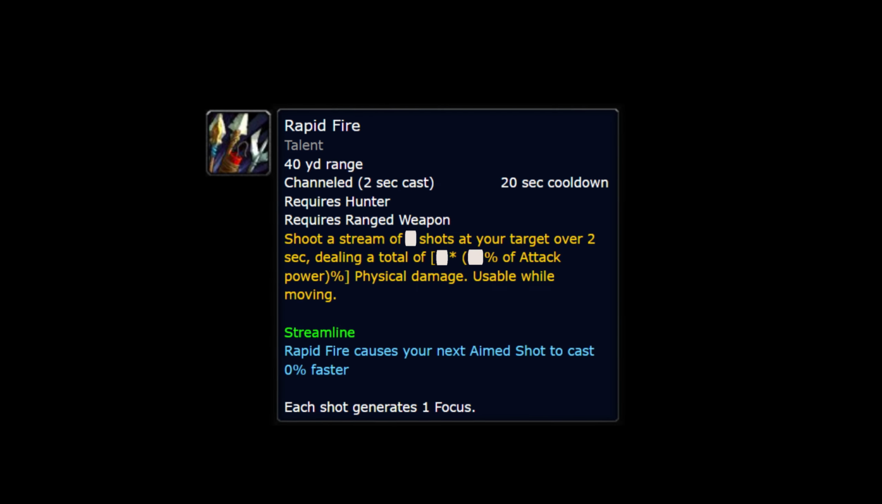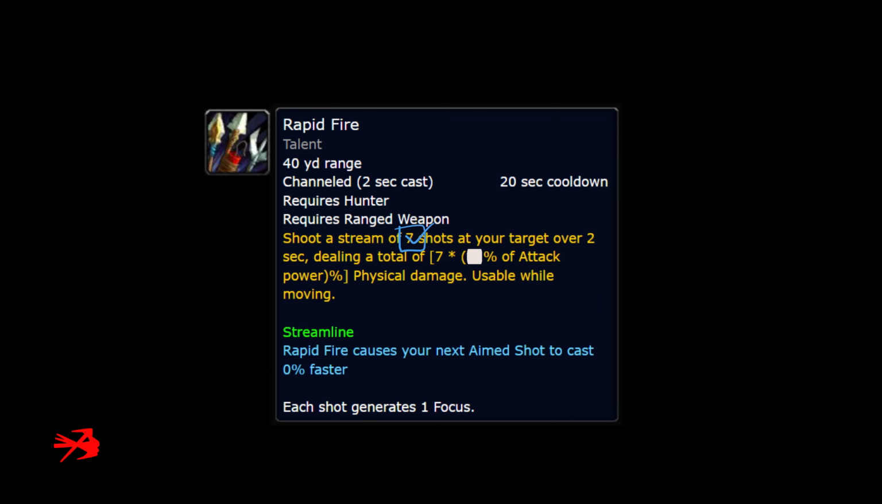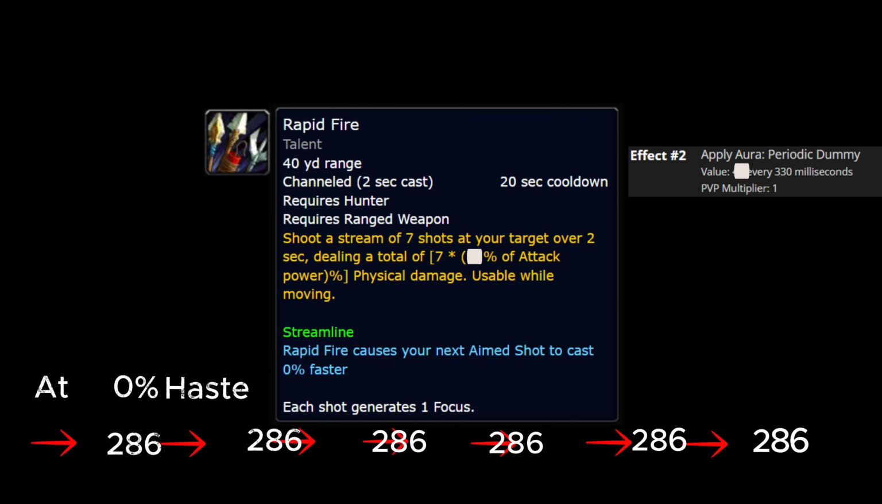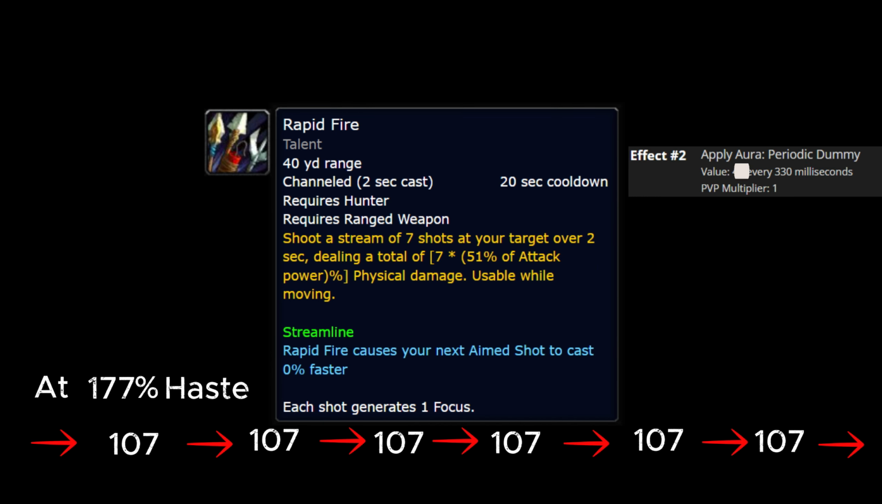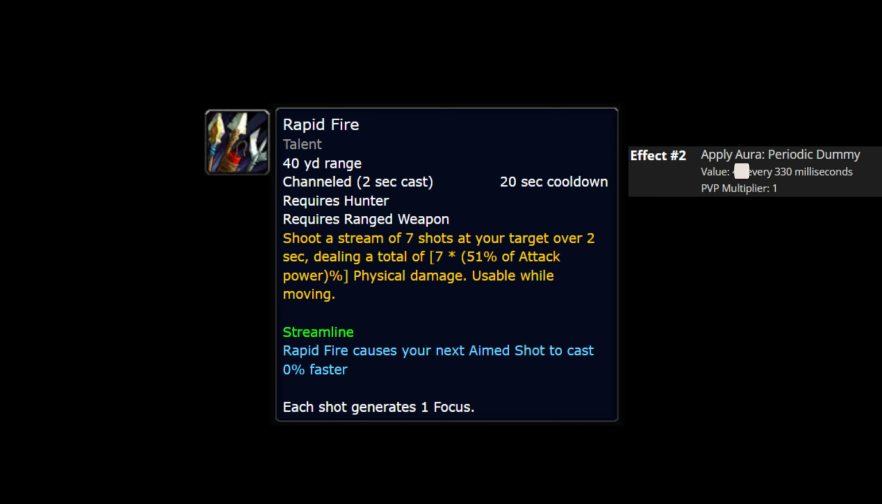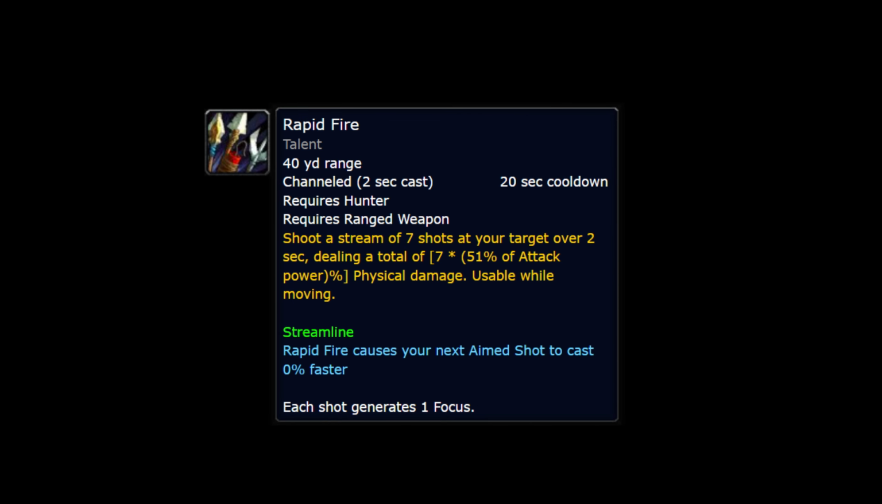Okay, so rapid fire has 7 projectiles, each separated by 330 milliseconds, each hitting for 51% of the hunter's current attack power. So that begs the question, Myra, if rapid fire does 7 times 51% of the hunter's attack power, why would it not be considered as something that does, quote-unquote, high damage?